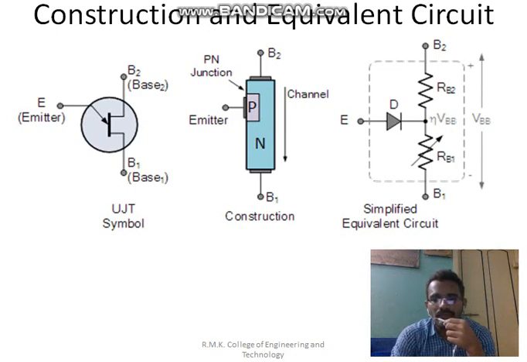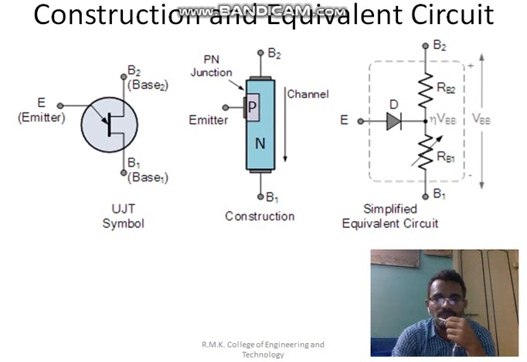Now you can see its symbol. As I told you, three terminals: emitter, base 1 and base 2. If you see the construction, base 1 and base 2 are connected through an n-type channel, which is lightly doped, and a p-type material is inserted in the channel, and we take an ohmic contact from it to make the emitter terminal. So here are three terminals. This is the complete construction of UJT.